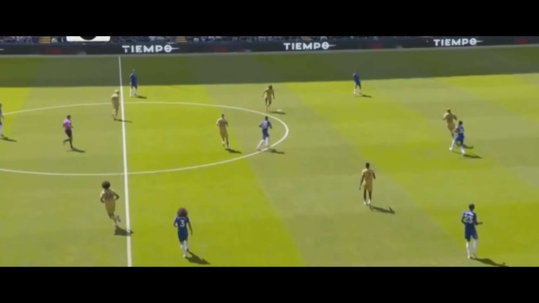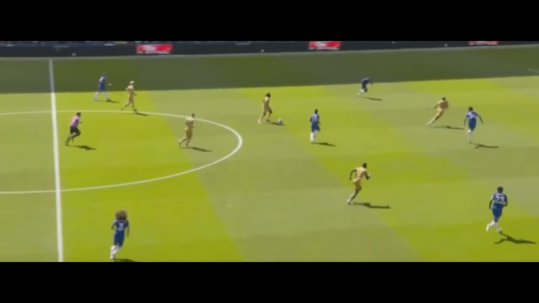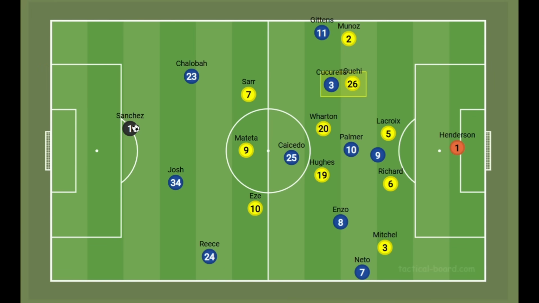This pass is intercepted by Eze, and now Crystal Palace are moving from a position where they are defending to a position where they are attacking. And now a swift counter-attack is being initiated by Crystal Palace. And what you notice is that the way Chelsea were looking to build up was where the problem was in the first place.